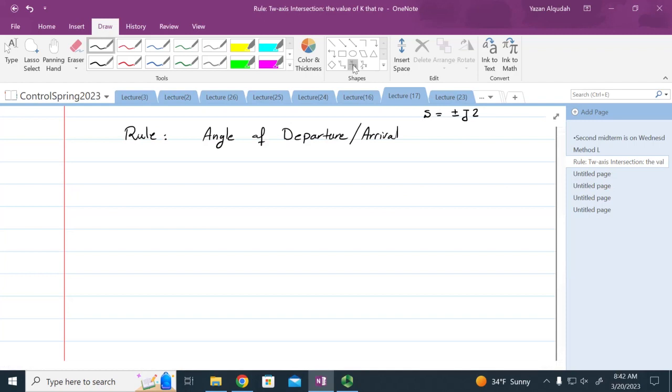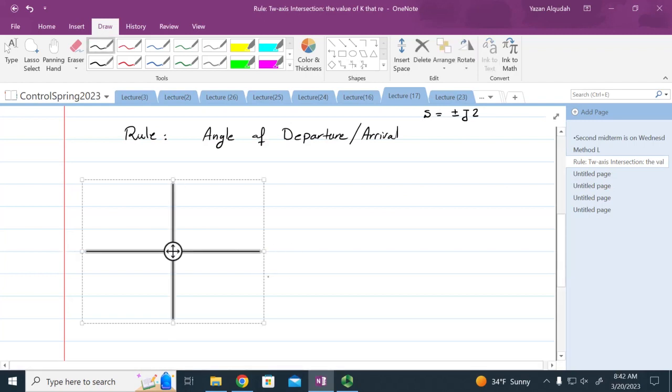And let's see what this means. So let's say we have a system and I put the open loop poles and zeros, and I have a pole P3, I have a zero, Z2, I have a zero, Z1, and I have a pole here that is P2, and I have a pole here that is P1.